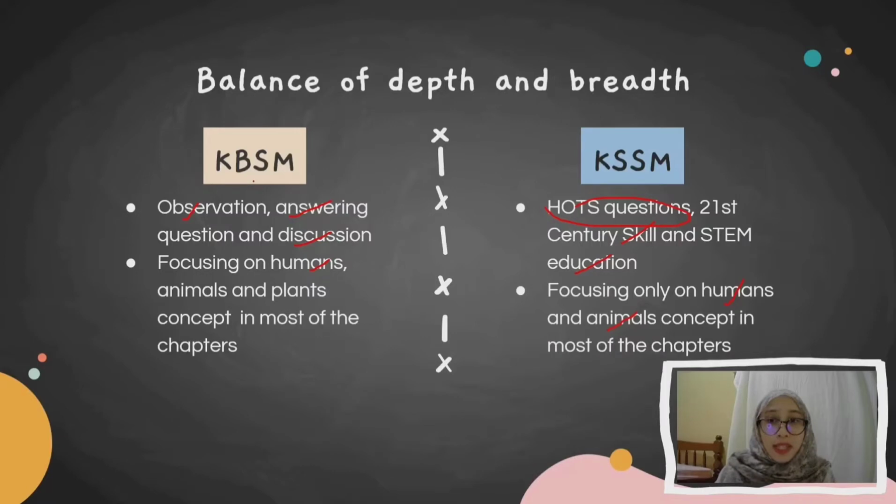So I think KBSM is more broadened compared to KSSM because the student needs to learn three organisms in one year. For KSSM, I think it's deeper compared to KBSM because they only need to learn about humans and animals. Not only that, we have HOTS questions that can trigger the curiosity of the students while learning by using this new syllabus.